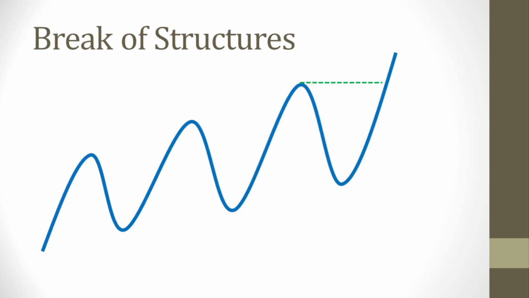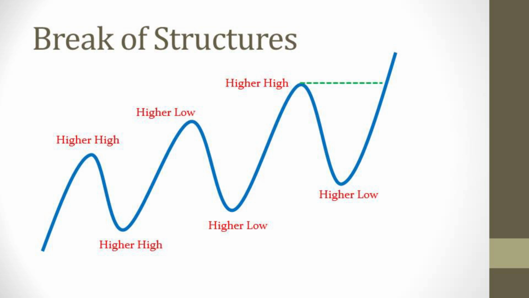Okay, what about breaker structure? Breaker structure is a little bit simpler than change of character. Breaker structure is simply price breaking structure in the same direction as the current trend. For example, here we can see price keeps printing higher highs and higher lows, meaning we are in an uptrend. If these higher lows continue to break the previous higher high, we consider this a breaker structure.